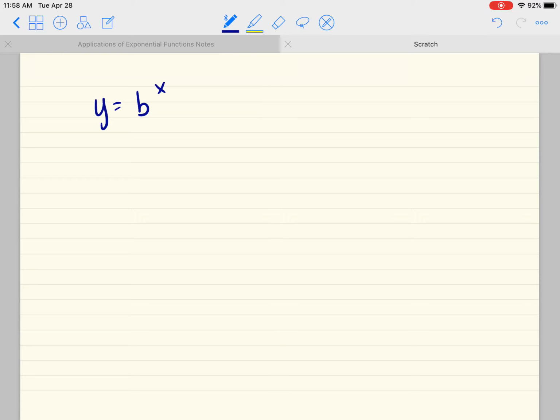Welcome back, everyone. Today we're going to be looking at some applications of exponential functions. And just to recap what we were looking at yesterday, we said an exponential function was going to be something like y equals b to the x power. So you have some base to the x power. We said that base couldn't be 0, couldn't be 1, because that would create a linear function.